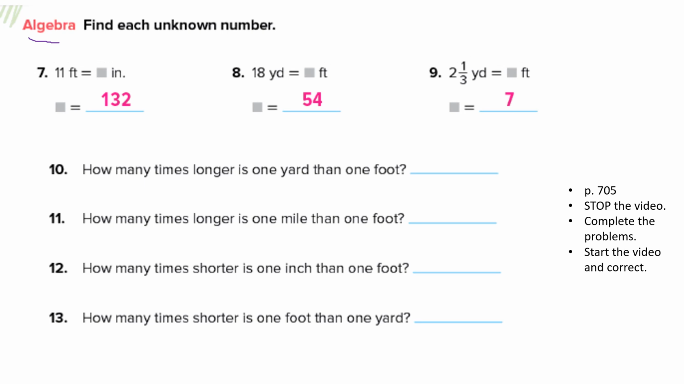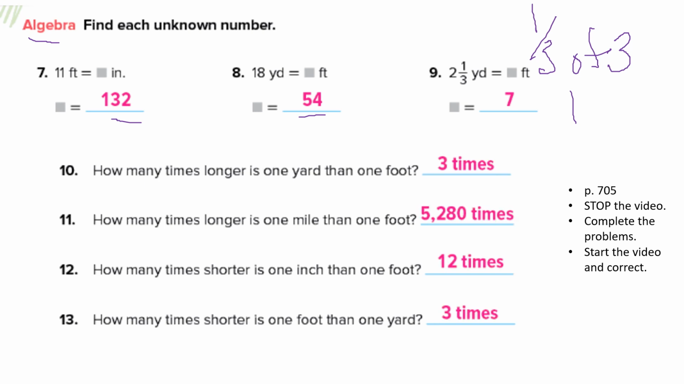Okay, 11 times 12 is 132. 18 times 3 is 54. 2.5 times what? 3, but 1/3 of 3 feet, 1 out of 3 would be 1. So you would add 2 times 3 is 6 plus 1 is 7. And here we're going to just show you the answers and we'll talk about it.